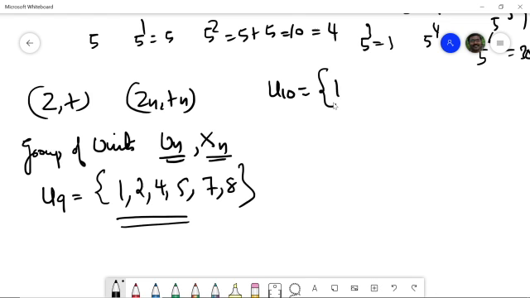Okay, 1 is there, 2 will not be there because 2 and 10 have common factors, 3 will be there, 4 will not be there, 5 will not be there, 6 will not be there, 7 will be there, okay, 8 will not be there, 9 would be there. Only 4 elements are there in U10.